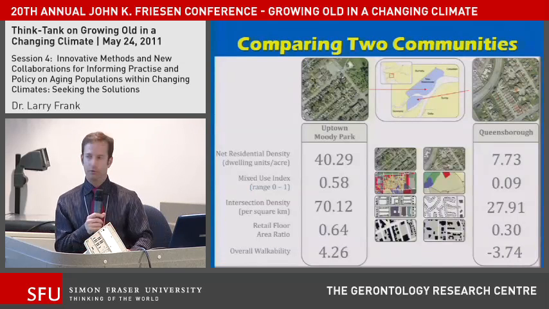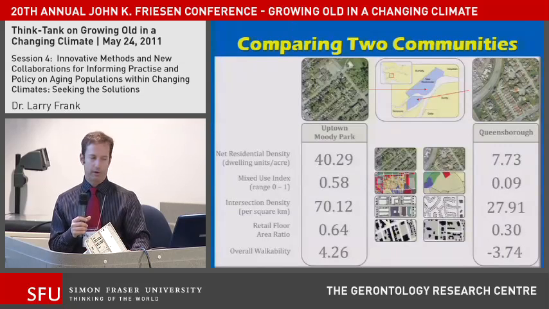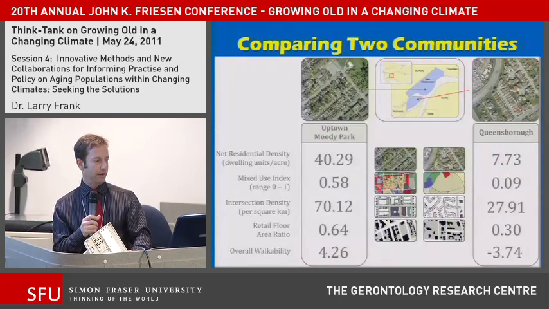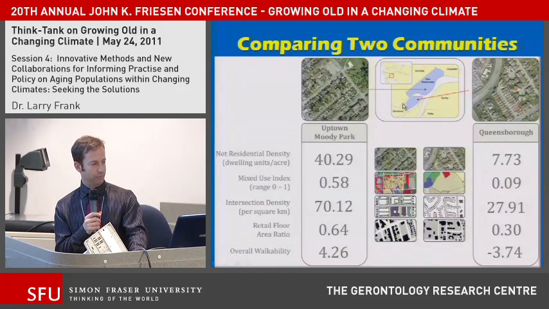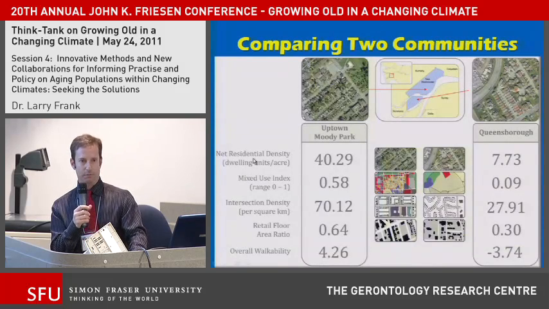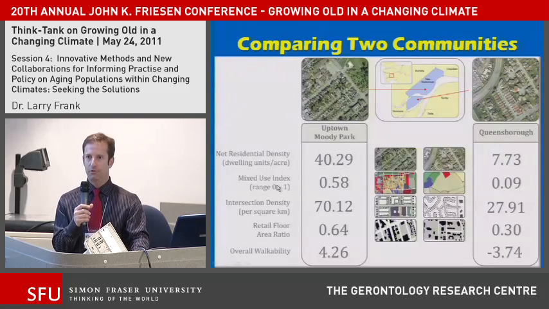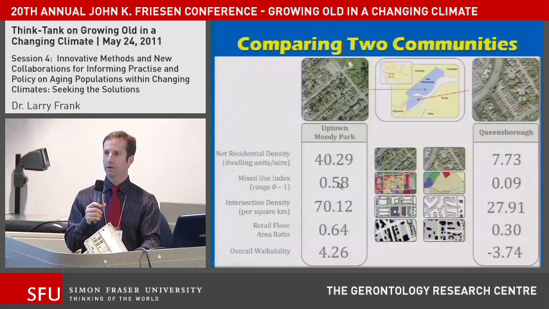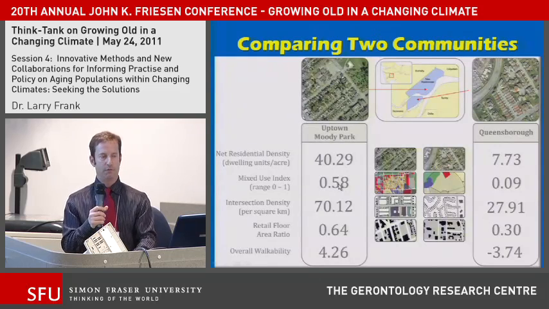So here's an example of 2 neighborhoods in Vancouver in the Metro Lower Mainland area. One is called Uptown Moody Park. It's in New West. It's fairly walkable. You can see we have net residential density, which is dwellings per acre, and mixed use. There's lots of ways to measure mixed use. We use an index from 0 to 1, which is an entropy measure. Basically it looks at the evenness of distribution of square footage of use across different types of use.